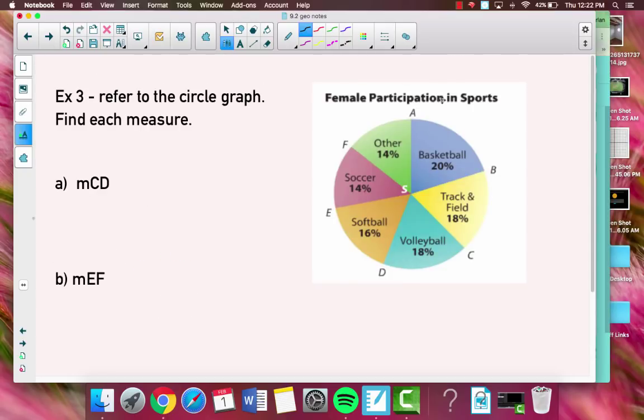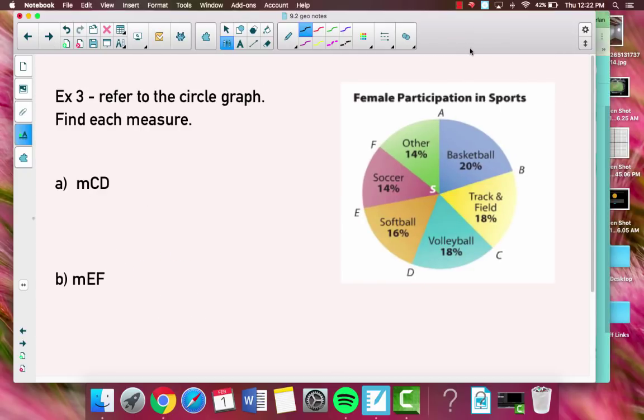Now, central angles and arcs are actually really helpful if you're ever looking at data. In this case, we've got a circle graph with percentages of female participation in different sports, and they want us to find the measure of each of these particular arcs. So we'll start with A. It says the measure of arc CD. So arc CD right here is volleyball.